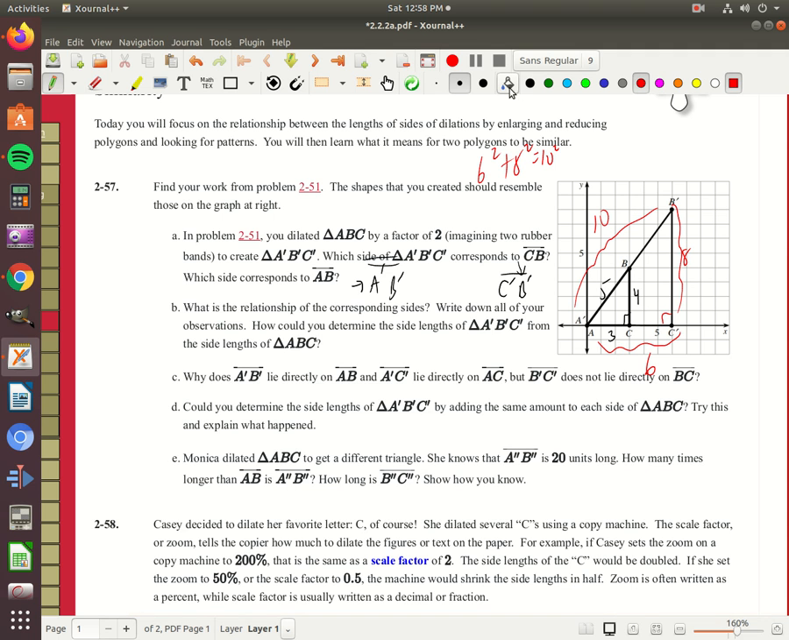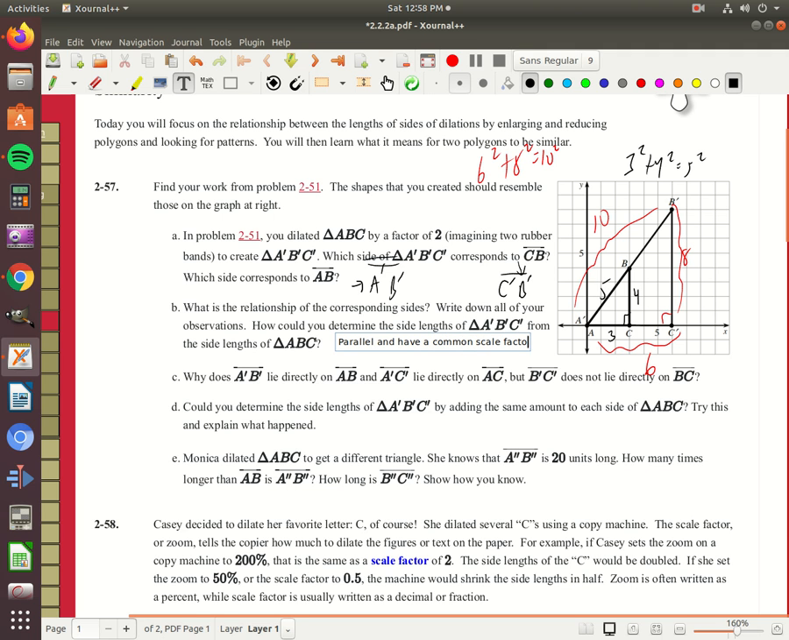And then I'll go back to black for the small one. It's going to be 3 squared plus 4 squared is equal to 5 squared, right? That's how I knew that that was 5. So hopefully you know those 3, 4, 5 triangles, super famous. If you didn't, there you go. So anyways, what relationship do the corresponding sides have? Well, I would say they are parallel and have a common scale factor. And again, a scale factor is just a fancy way of saying a multiplier. So in this example, the scale factor would be 2.